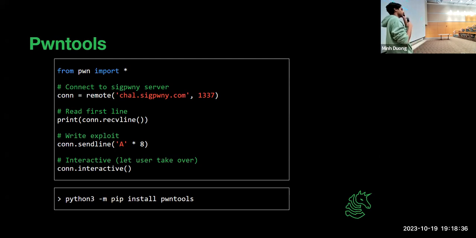And then the same way the program would output stuff as you ran it in your terminal, you can also take that output using commands like receive line, and then you can type stuff in the terminal using send line. And if you want to see or interact with the program after you sent your exploit, you can use something called interactive to send stuff later. It'll basically allow you to interact with it as if you just ran the program in the terminal.